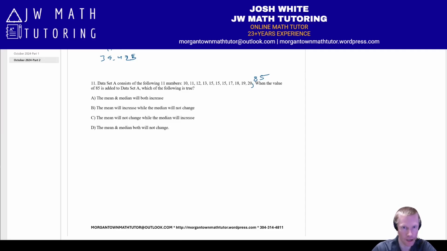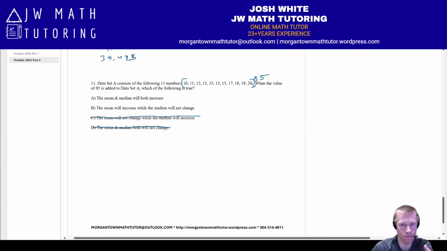okay, because currently you're taking the average of a bunch of numbers between 10 and 20. So the median is going to be somewhere in the middle there. And then when you add 85 to it, well, that's going to cause it to go up. So the mean is going to increase. We can get rid of this. The mean will not change.